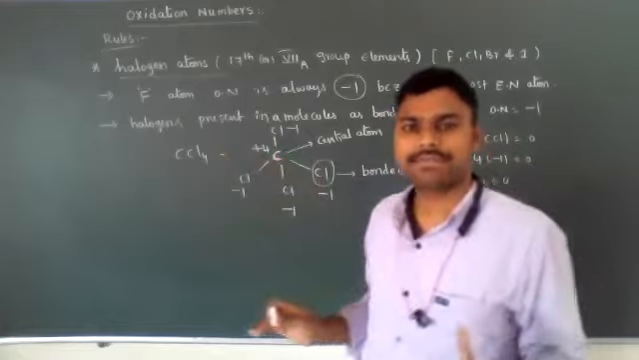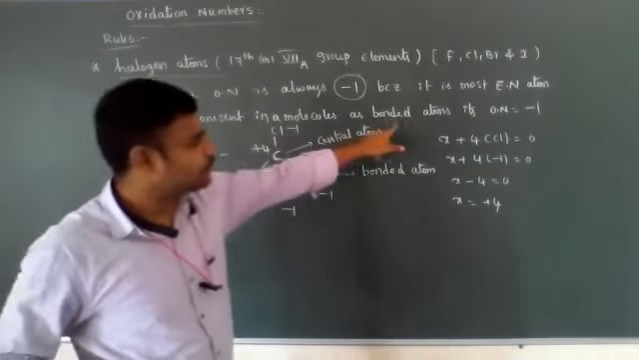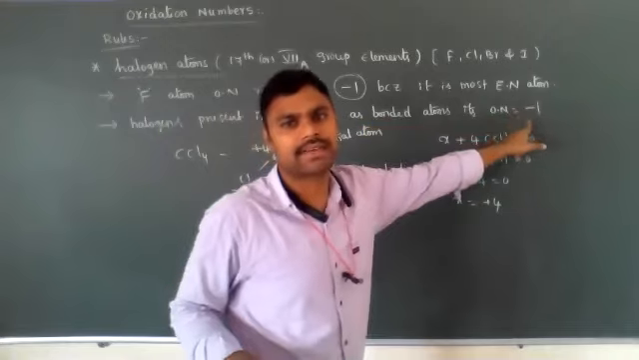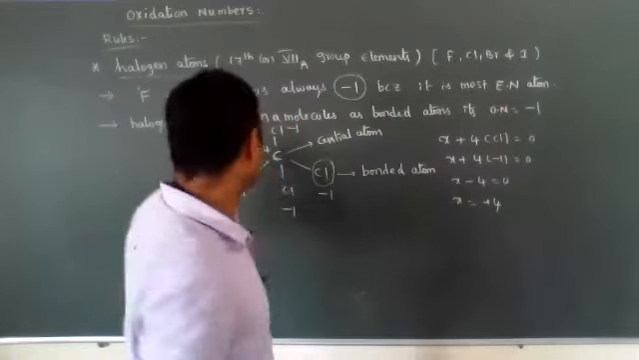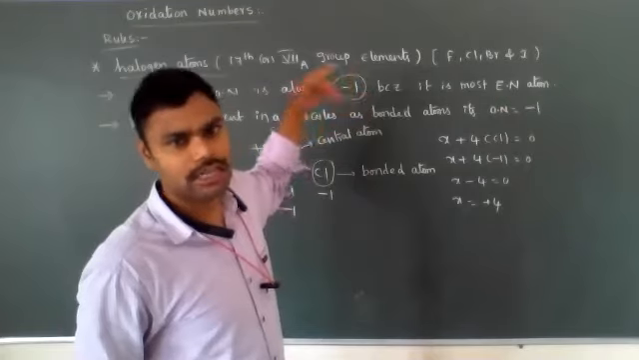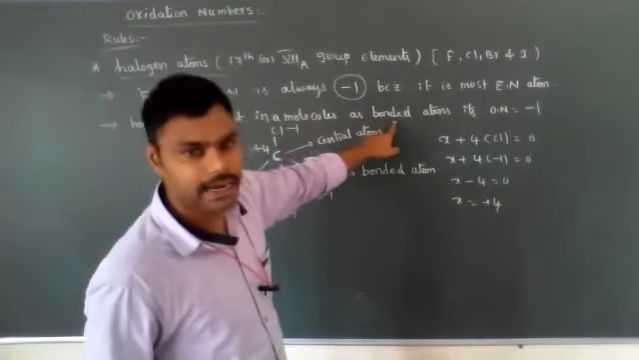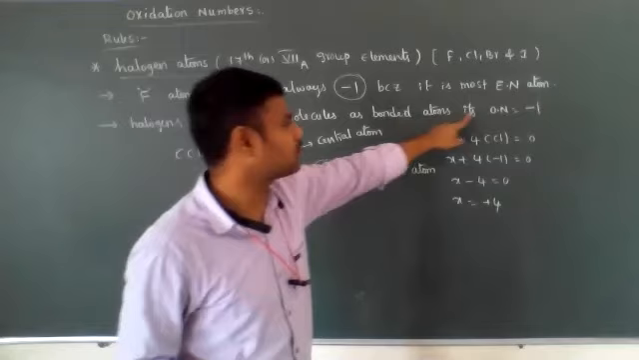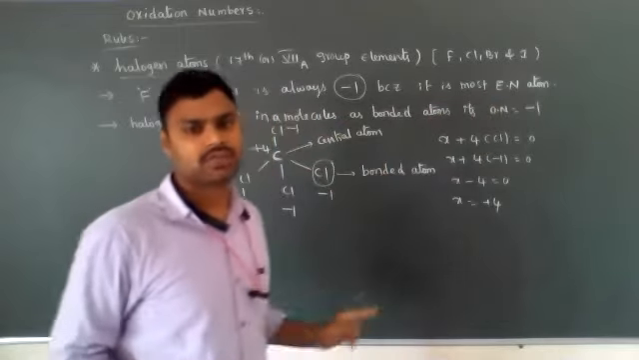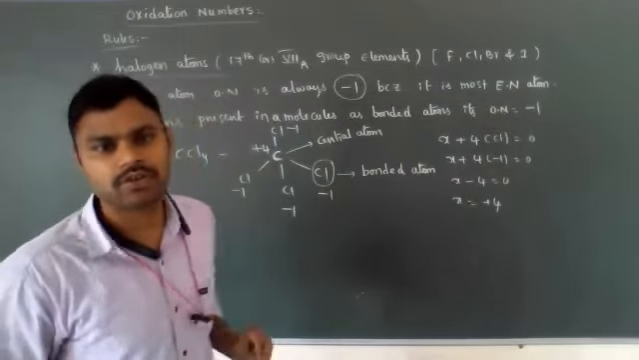So the halogen atoms present in a molecule as bonded atoms, their oxidation number is always -1, and fluorine is always -1 only. Besides fluorine, the remaining halogen atoms also present as bonded atoms in a molecule have an oxidation number equal to -1. That point we need to remember.